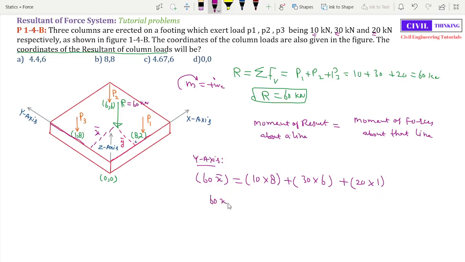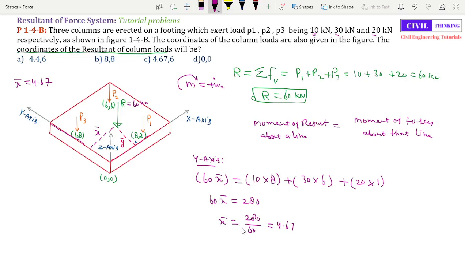So 60 x bar is equal to, let me use a calculator, 10 multiplied by 8 plus 30 multiplied by 6 plus 20 multiplied by 1. It is 280. So x bar is 280 divided by 60. Let me use a calculator. It is 4.6666, so I will approximately take it to be 4.67. So we get the value of x bar to be 4.67.